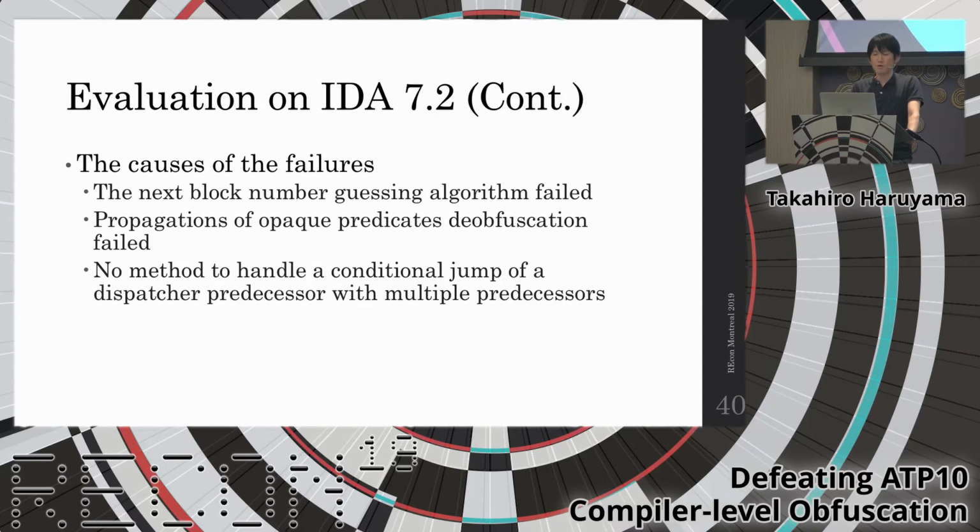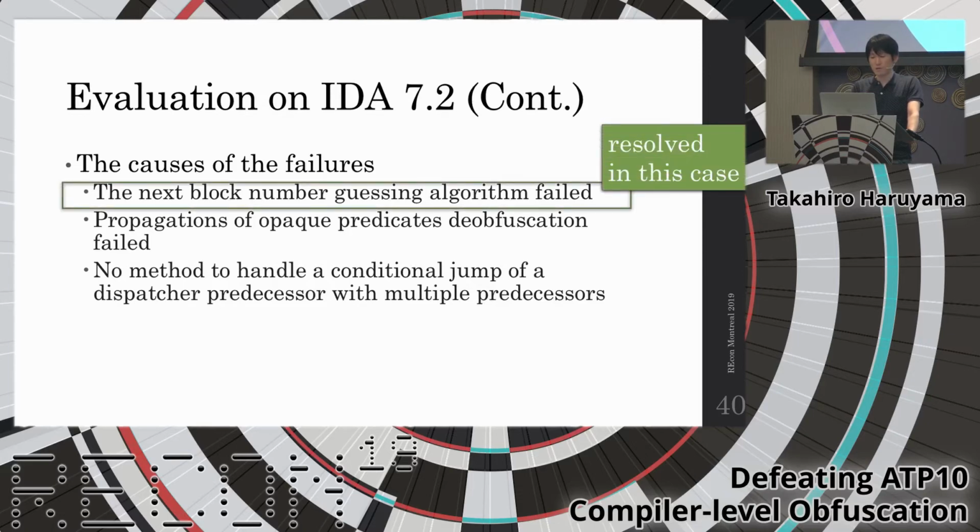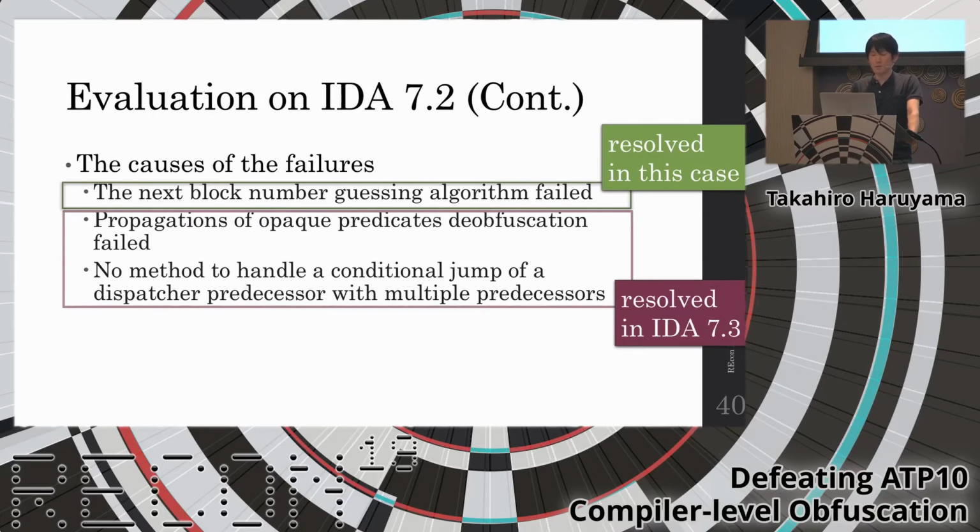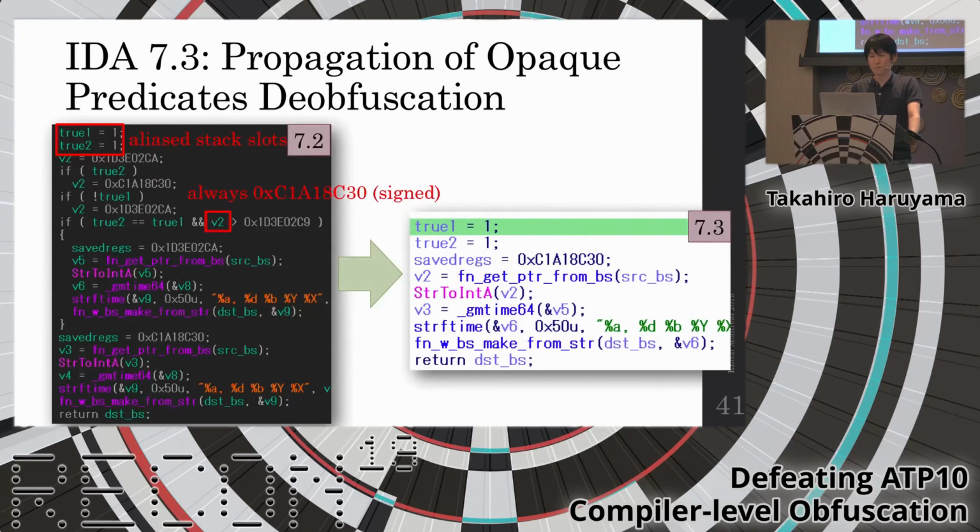The causes of the remaining failures were, first, the next block number guessing algorithm failed. This issue has been resolved in this case, but it may be problematic in the future because the guessing is not perfect. About the other two issues, they have been resolved in IDA 7.3. I explain the improvements.